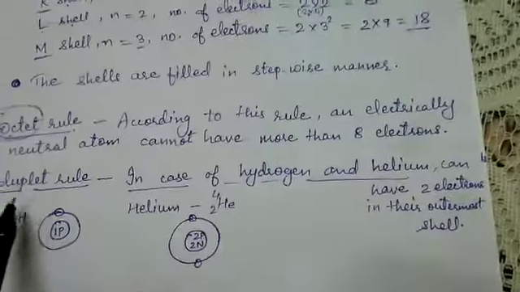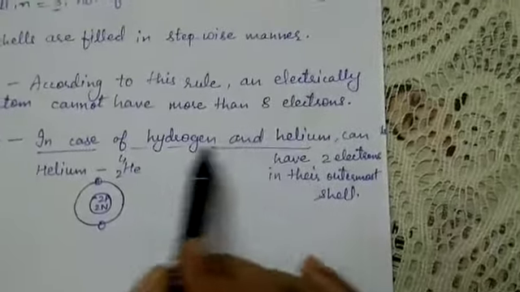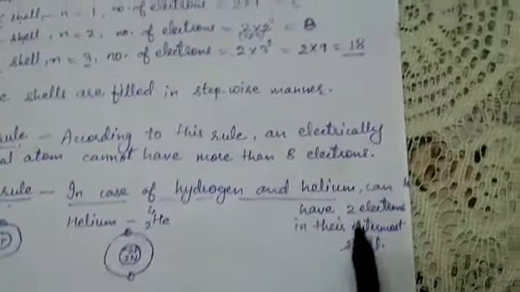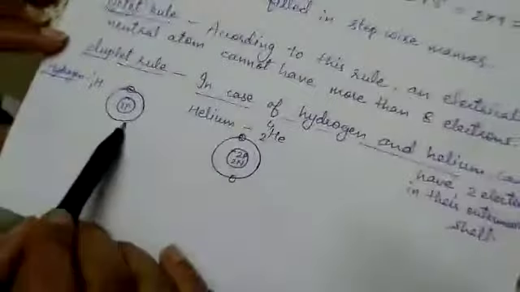Now the next is the duplet rule. In the case of hydrogen and helium, these two are the smaller atoms. They have only one shell and they have 2 electrons at most in their outermost shell. Their structure you can see here.